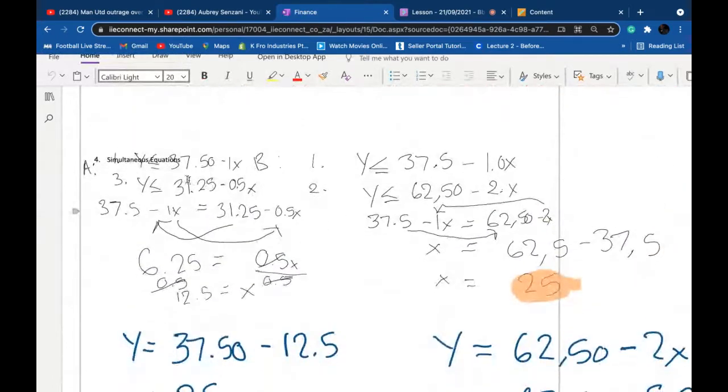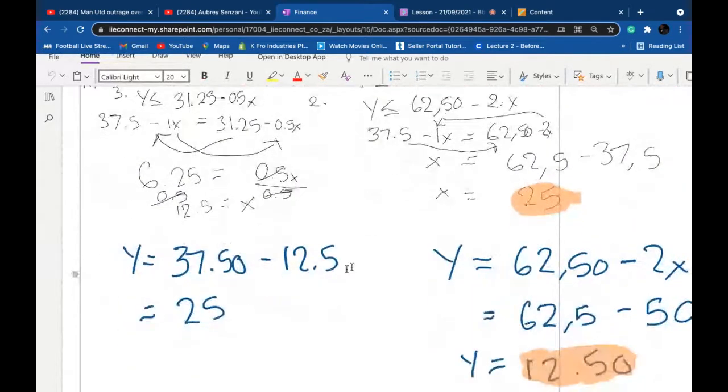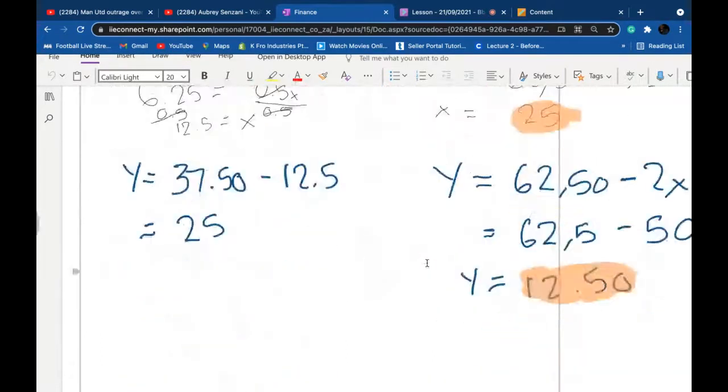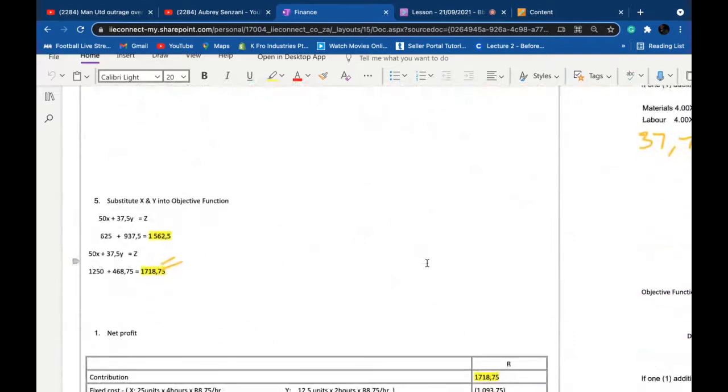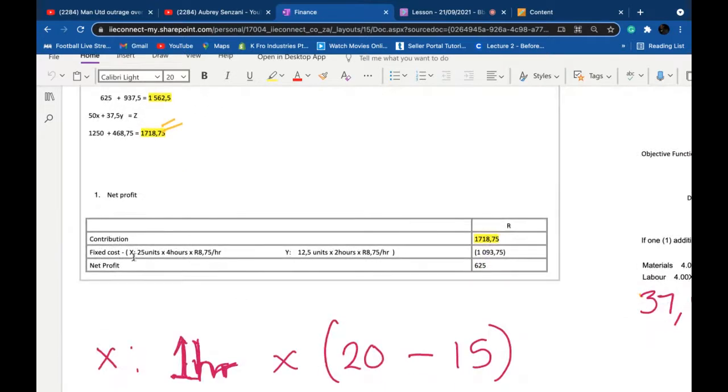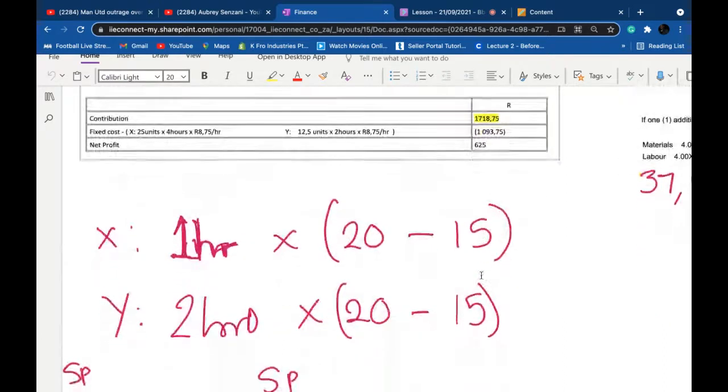So this is step 4, to do the simultaneous equations. There you see I've solved for x. Once you've solved for x, then you substitute to solve for y. Once you've done that, you take your contribution, then deduct it from your fixed costs, and that's how you arrive at your net profit.